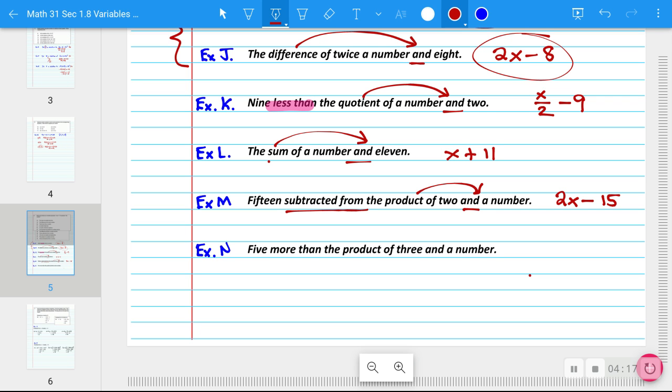Okay, 5 more than the product of 3 and a number. More than is a reversed addition. So this 5 here at the start actually has to go behind the plus sign. 5 more than the product of 3 and a number. Product means times. Okay, so that gives you a wide variety of examples to choose from.